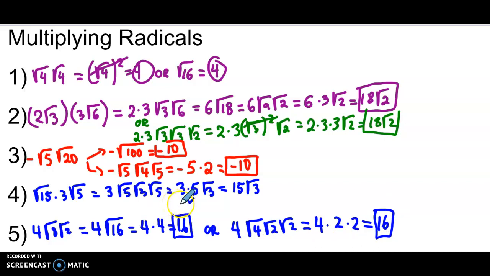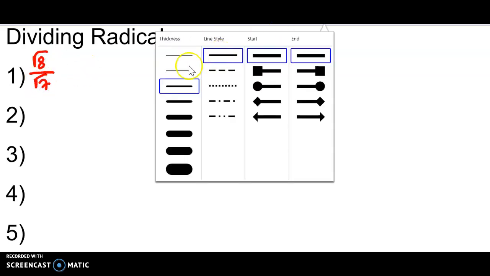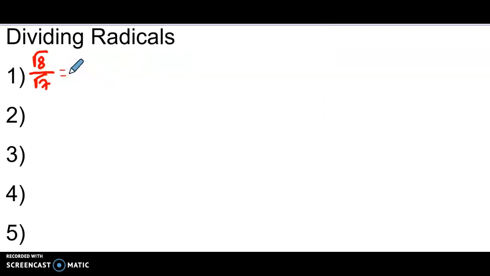Let's go and show some division examples now. Be careful with division and remember what was said in the previous video, that we cannot leave our final answer with a radical or the square root on the denominator. So, square root of 8 over square root of 7. Can I just try to make this line smaller? There we go, or lighter. All right. So we call this rationalizing the denominator.